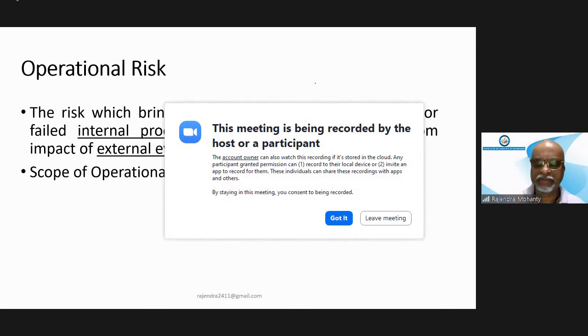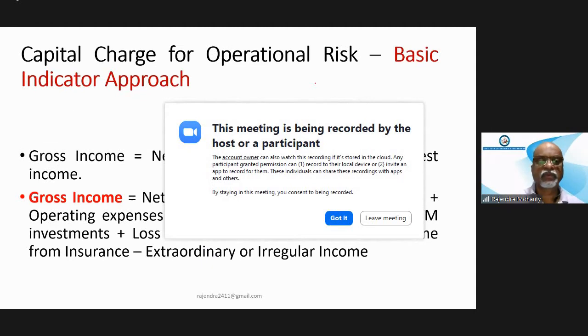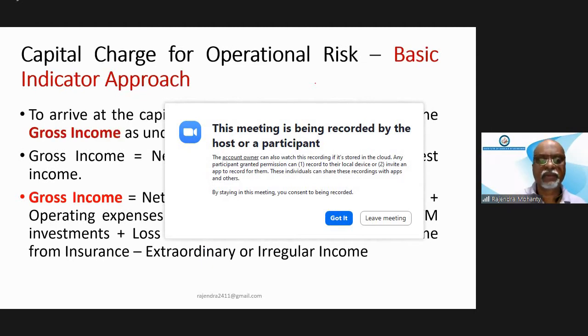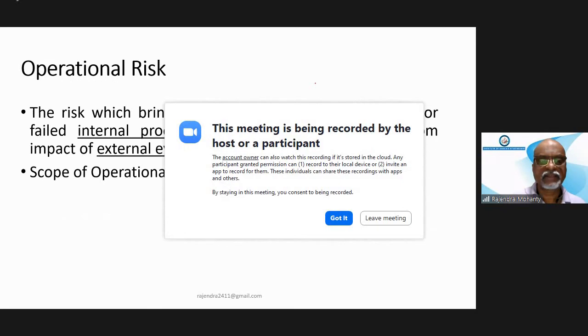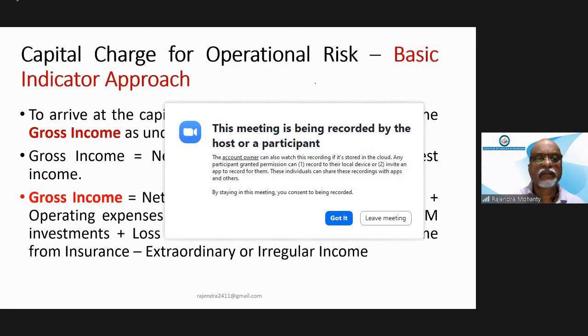So what are the adjustments? You just have to remember those. Basically, these are the adjustments. Gross income normally means the net interest income plus net non-interest income. And if they are given, then fine. Otherwise, net profit is given.